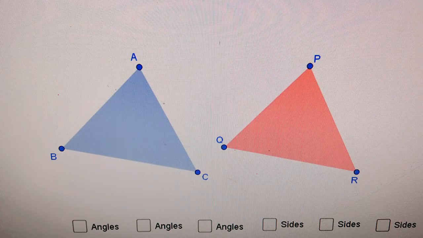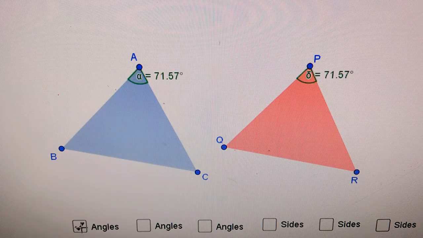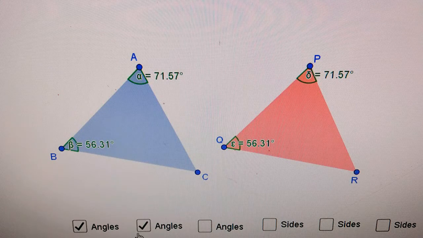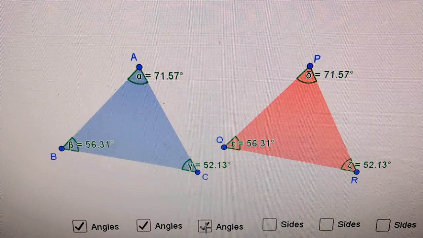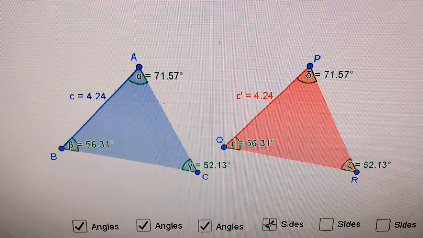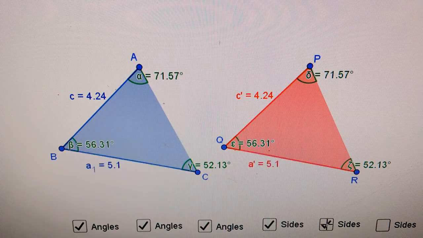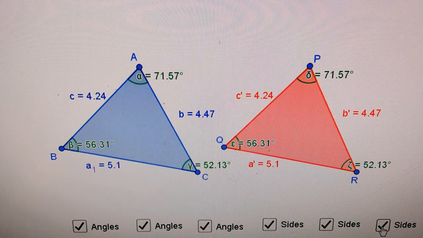Triangles have 3 angles and 3 sides. Therefore see, angle A is congruent to angle P, as well as angle B is congruent to angle Q, and angle C is congruent to angle R. Similarly, side AB is congruent to side PQ, side BC is congruent to side QR, and third, side AC is congruent to side PR. Well students, there is a question.